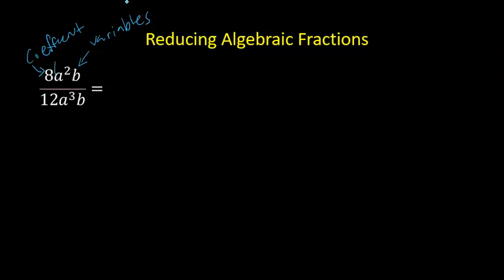Cool. So here's how we do it. We're going to work on the coefficients first, and then we're going to work on the variables. Okay, let's see. So we have 8 and 12. We're just reducing it, making it smaller. That's it. They're both even numbers. So if you're not sure what number to divide by, just keep dividing by half. What is half of 8? It's a 4. What is half of 12? It's a 6. Now we have 4 over 6.